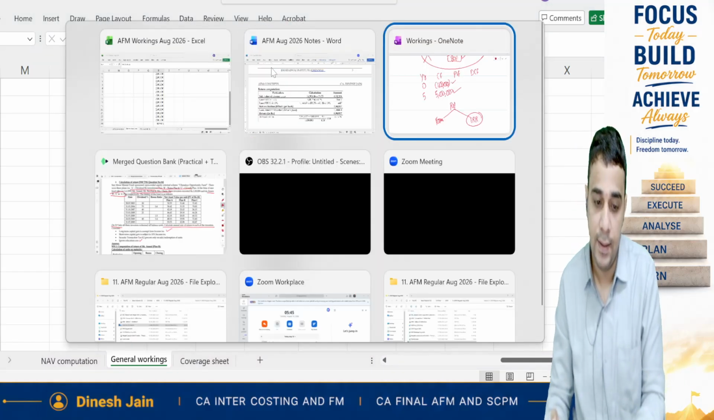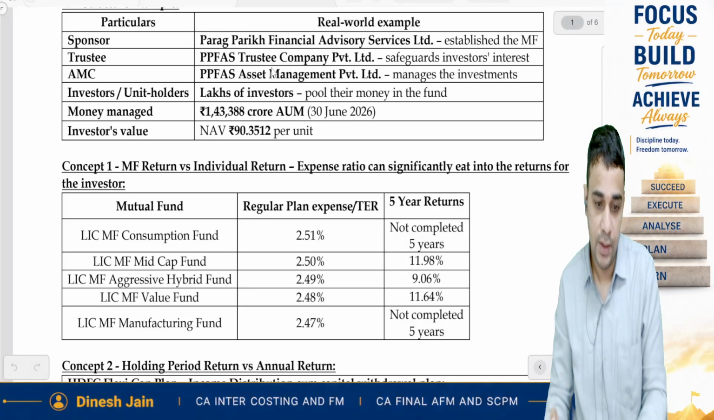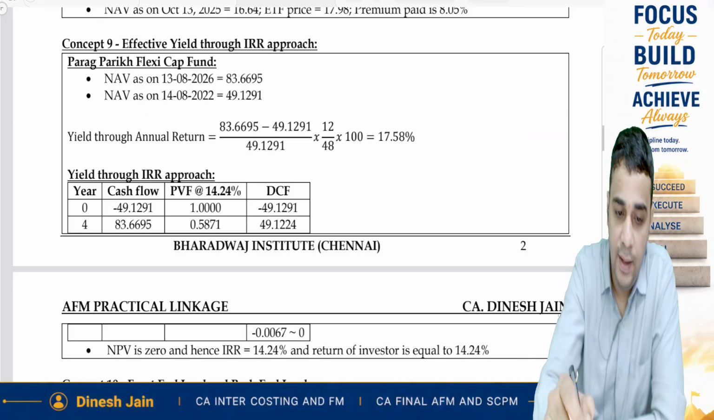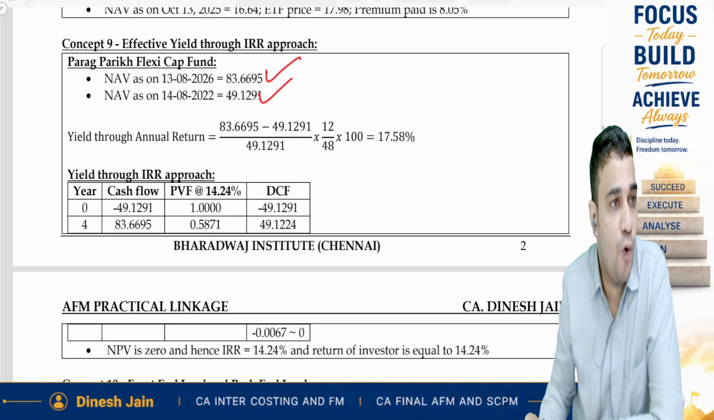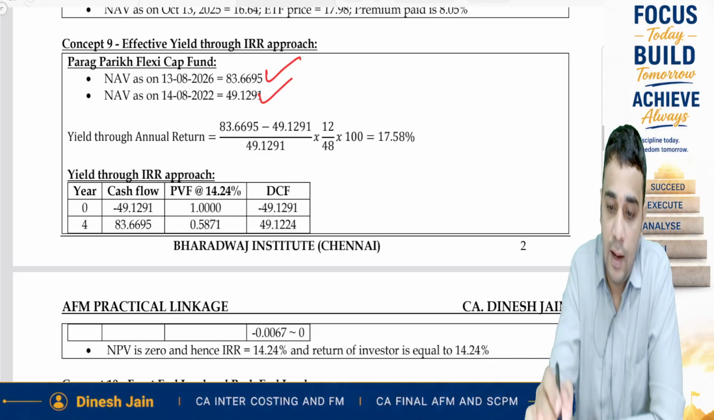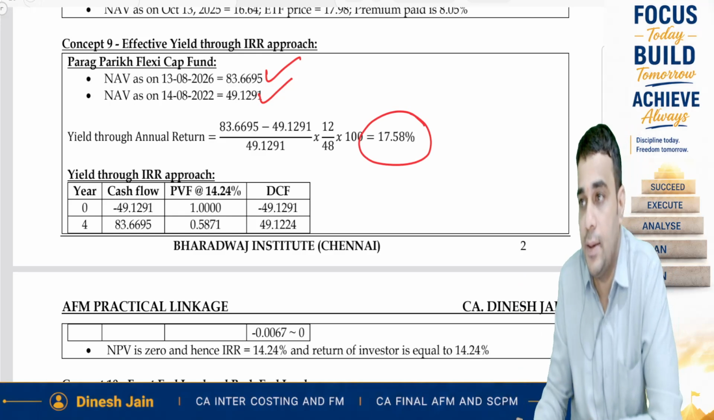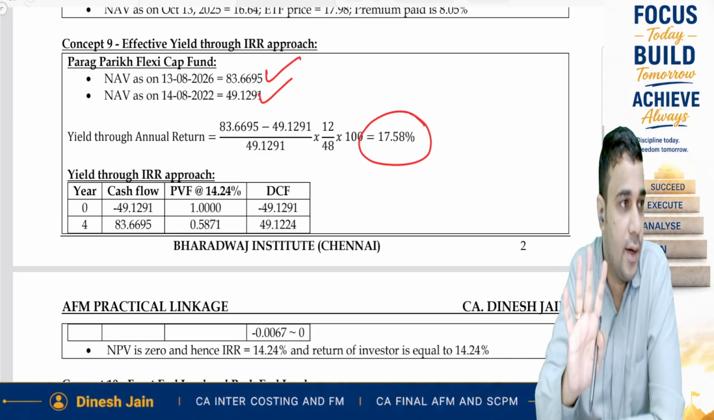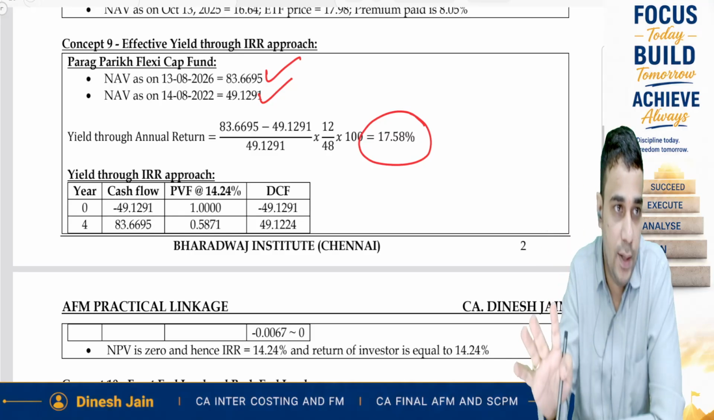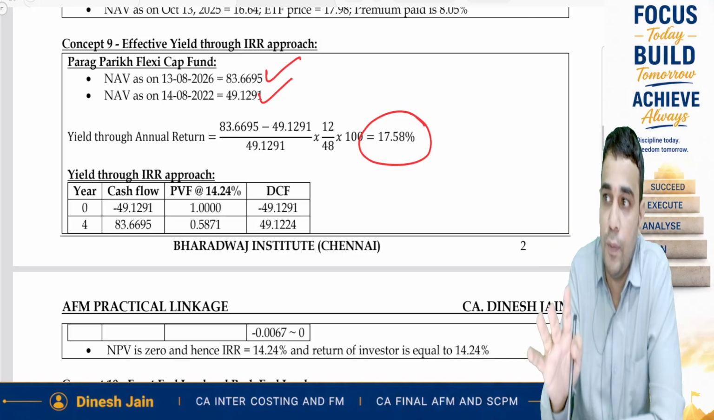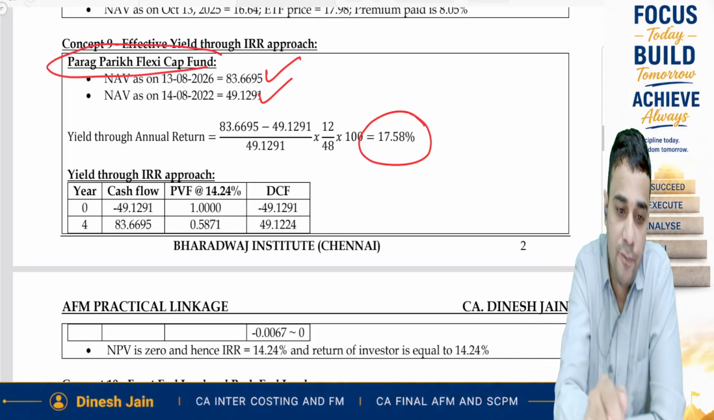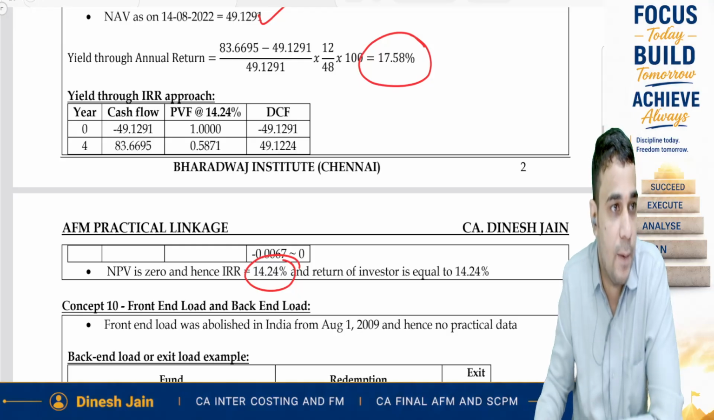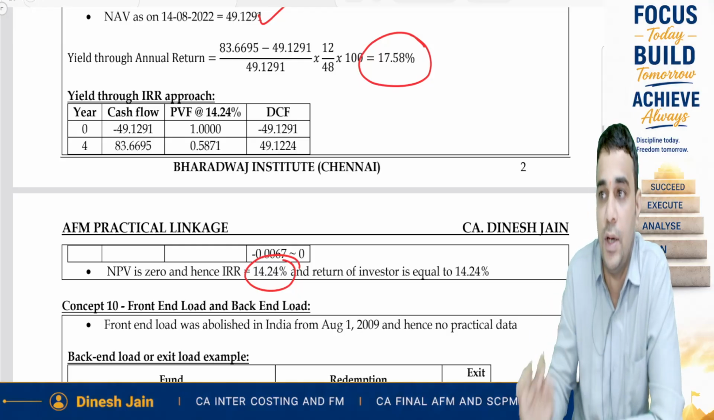Clear? Now, getting back here, this is the concept I was trying to explain. NAV on two dates, NAV for 4 years. This is a 4 year data. The annual return formula said 17.58. 4 year returns: what I got back minus what I gave, divided by what I gave, into 12 by M, into 100. Practical world, Parag Parikh Flexi Cap Fund. IRR approach: 14.24%.